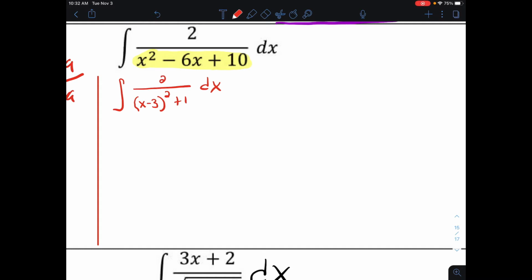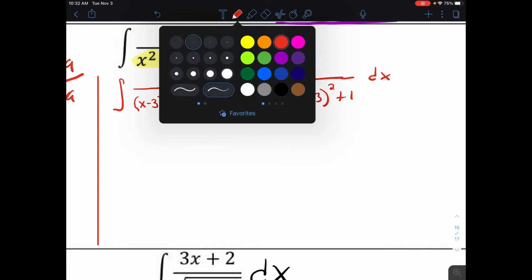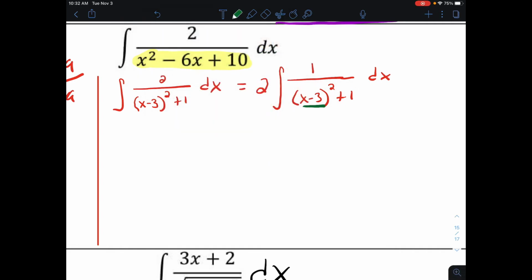Now, it might not initially look like something that we can take the antiderivative of, but I'm going to take that 2, and I'm going to pull that 2 outside of the integral. And what we have is we have 1 over x minus 3 being squared plus 1 times dx. Now, we're going to use u substitution here. I'm going to let u be x minus 3. So if I let u equal x minus 3, du is equal to simply just dx. So we'll do a change of variables, rewrite our integral, and our integral becomes 2 times the indefinite integral of 1 over u squared plus 1 times du.